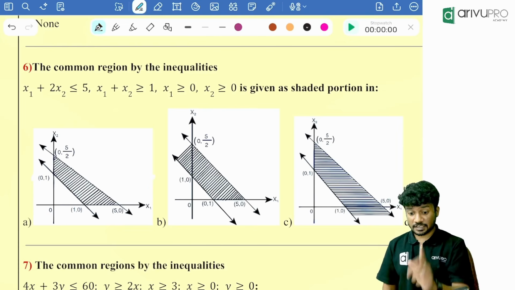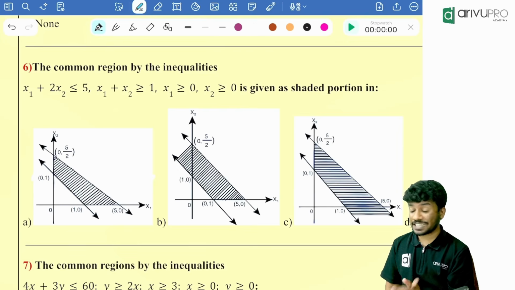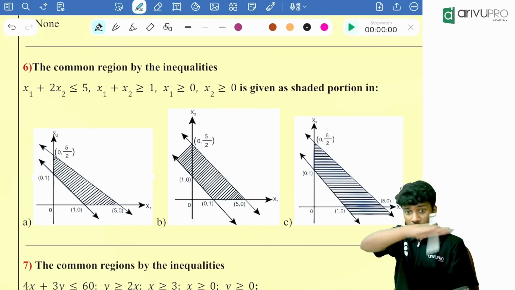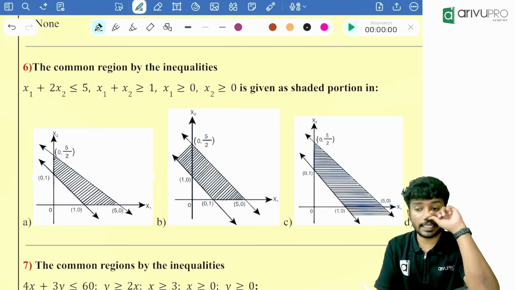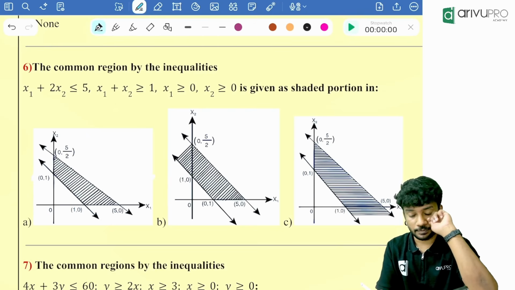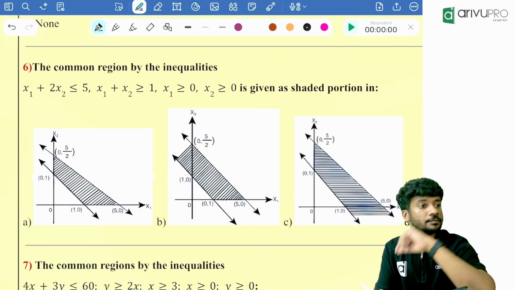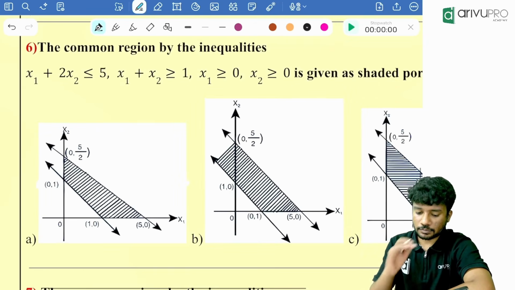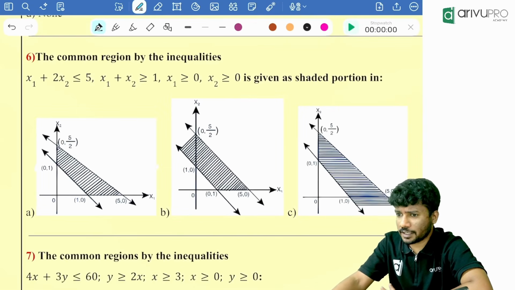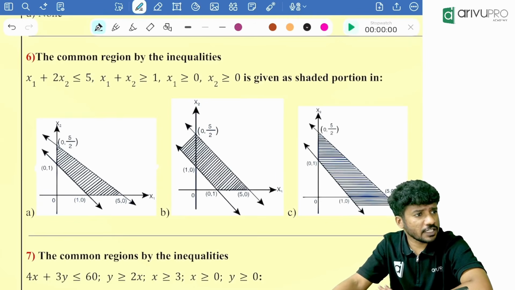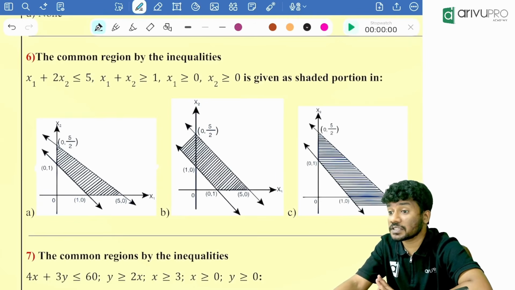So the vertical axis is called what over here? X2 axis. Horizontal axis is called what over here? X1 axis. So accordingly, you should tell me the answer. Okay. Now, is the graph correct everywhere? All the graphs are correct. Because all the signs are same, that means all the graphs are correct.